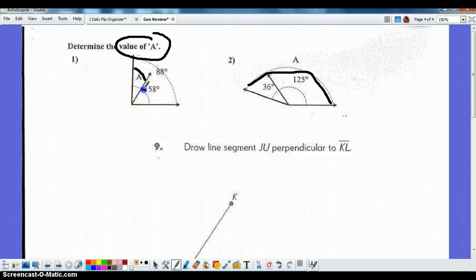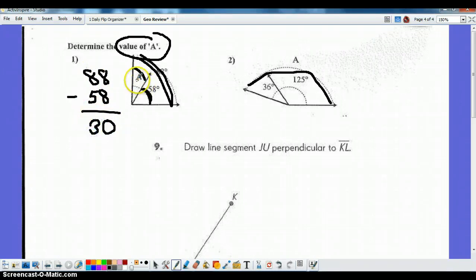I know that this measurement right here is 58 degrees. I also know that the entire measurement is 88 degrees. Even though it looks like a right angle, it doesn't have the perfect square, which means it's 88 degrees. So how can I figure out what this little measurement is? What I have to do is take 88 and subtract 58 to get the small angle. 8 minus 8 is 0. 8 minus 5 is 3, which means this angle is equal to 30 degrees.